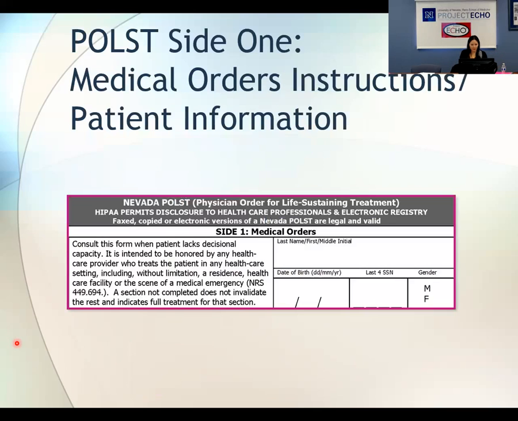So here we're going to go over them. On the first page, it discusses the medical order. Consult this form when the patient lacks decisional capacity. It is intended to be honored by any healthcare provider who treats the patient in any healthcare setting. A section, and this is important, a section not completed does not invalidate the rest and indicates full treatment for that particular section. So this is self-explanatory: first and last name, middle initial, your date of birth, the last four of your social, and your gender.